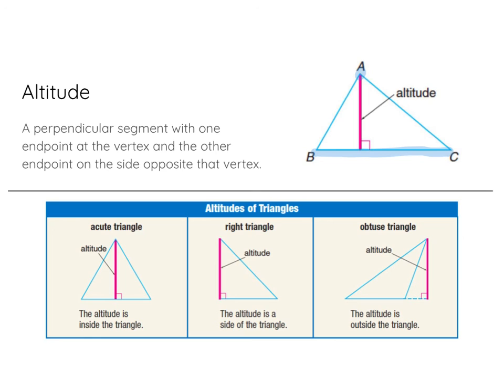The third scenario, in an obtuse triangle, you could have it actually outside the triangle because, again, it has to go from the vertex straight down to be perpendicular with that side. Okay, so different ways of seeing it, but they are all altitudes of a triangle. And so that is it for 3.5 and 3.6.